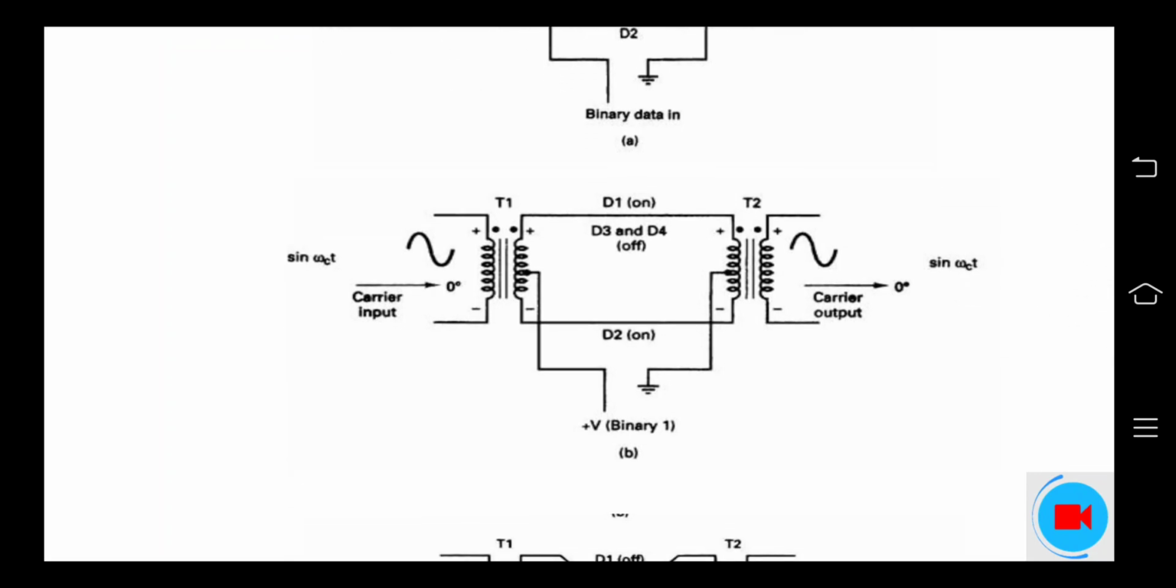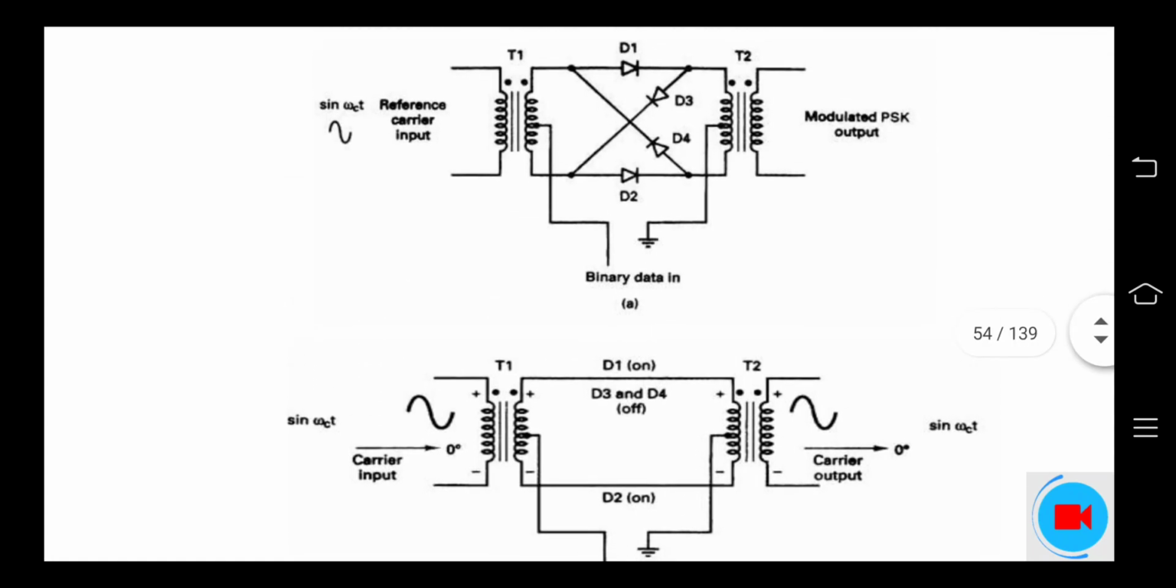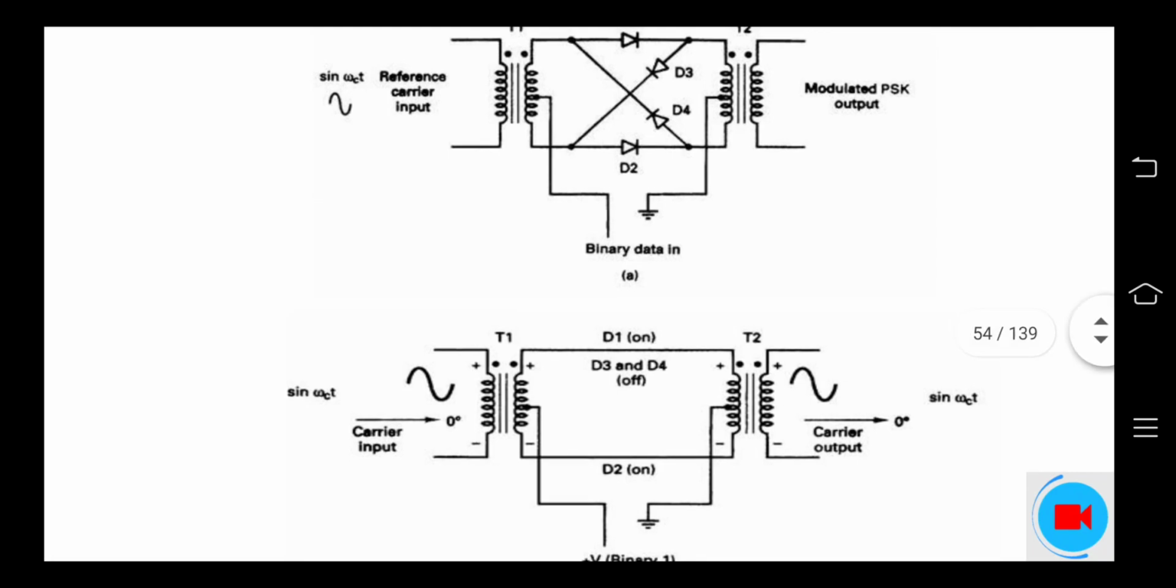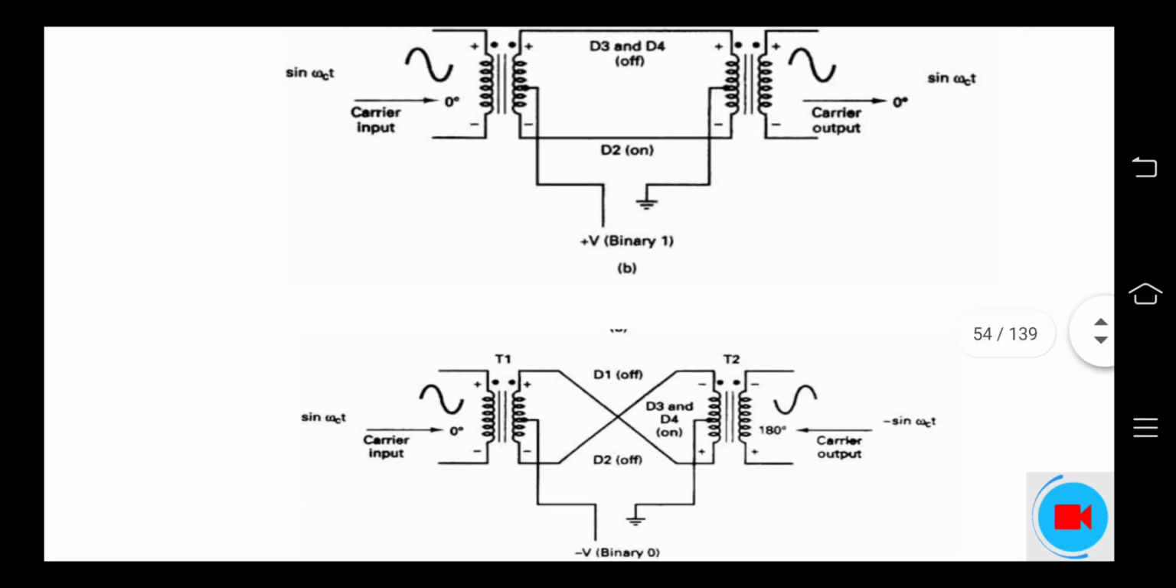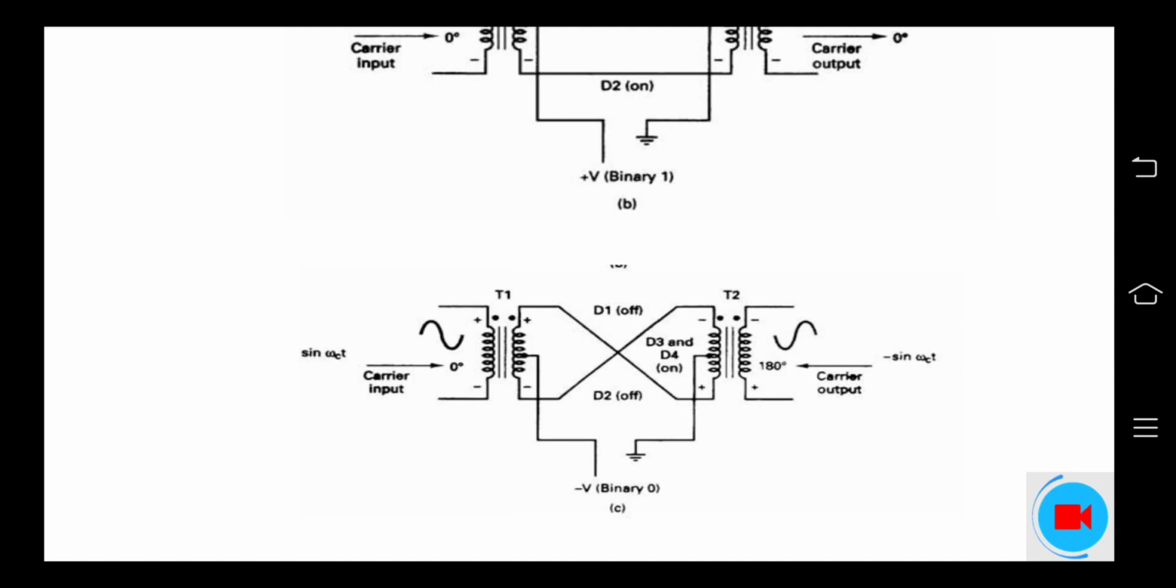Here the input is also the carrier, and we apply the step down transformer. So this is a symbolic diagram. Here D1 and D2 are on, and D3, D4 are off. So you can simply represent the diagram. This is another diagram, where D1, D2 are off, and D3, D4 are connected and on.